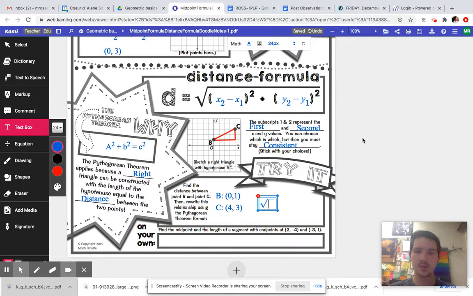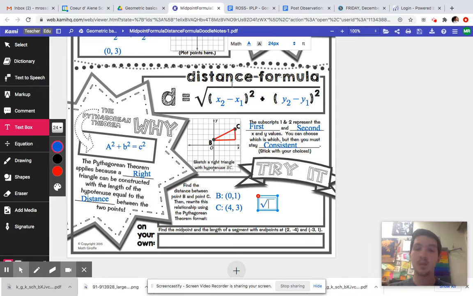The distance formula is very similar to the slope and midpoint formulas, meaning that we still use x2 and x1, y2 and y1, knowing that there are two x's and two y's. The subscripts 1 and 2 represent the first and second x and y values. Looking up here, this is our distance formula. We have parentheses x2 minus x1 squared plus parentheses y2 minus y1 squared. We add those together, and then you have to make sure you do the square root at the end to get our official answer, right?